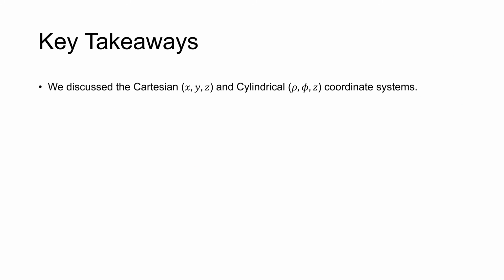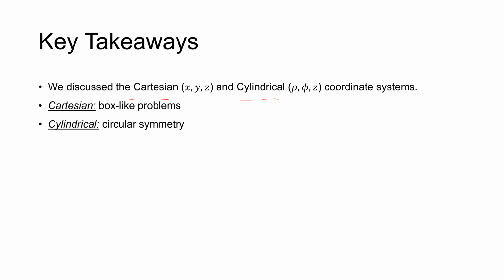So finally, we are with the takeaways of this video. We discussed the Cartesian and the cylindrical coordinate systems. Based on the problem, we need to select the right system. So if we have Cartesian, we can deal with box-like problems. If we have cylindrical, we deal with circular symmetry, basically around the z-axis. So based on the setup of the problem, we would like to simplify, especially we would like to simplify the mathematics which we are doing, so we select the appropriate coordinate system.